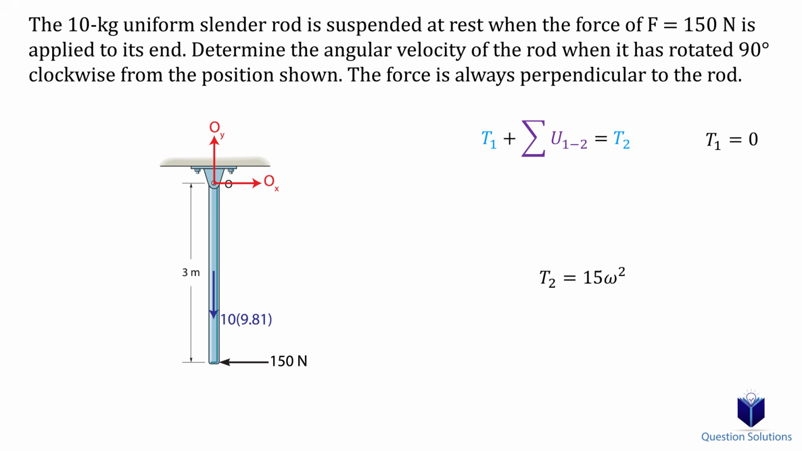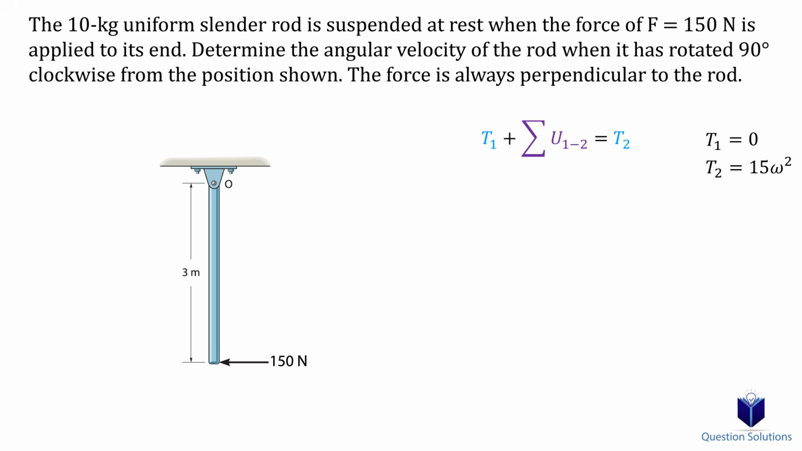Now we have to consider work. The work is done by two forces, the weight and the 150 Newton force. The reactions at pin O do no work since they don't move. The two forces that do work are both constant, so we don't need to integrate. First, we will focus on the 150 Newton force, which does positive work since it's pushing the rod where we want it to go, which is clockwise.